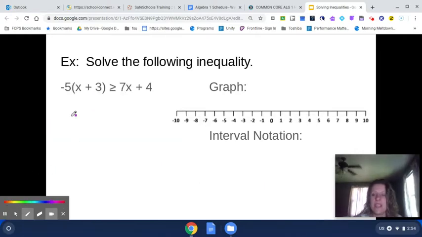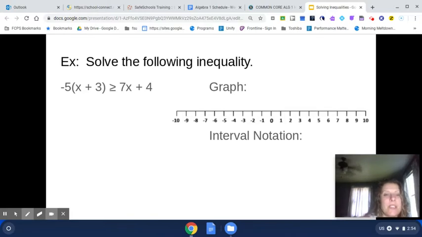All right, the next example that we have on here is -5 times the quantity x plus 3 is greater than or equal to 7x plus 4. So first step, we're going to distribute that -5 through. So -5 times x is -5x. -5 times 3 is -15. Is greater than or equal to 7x plus 4.